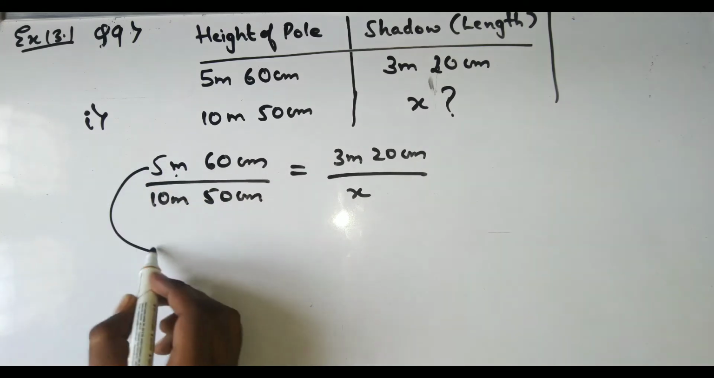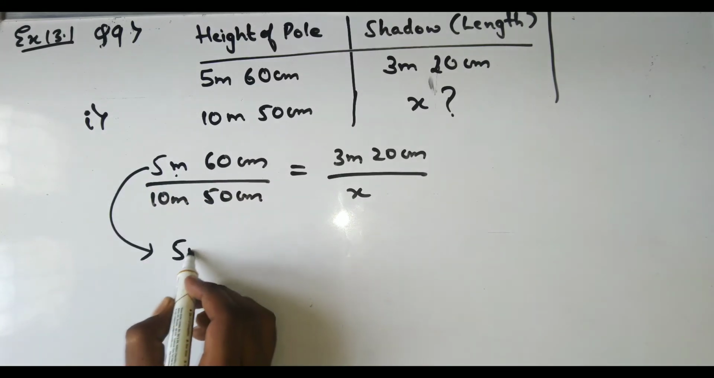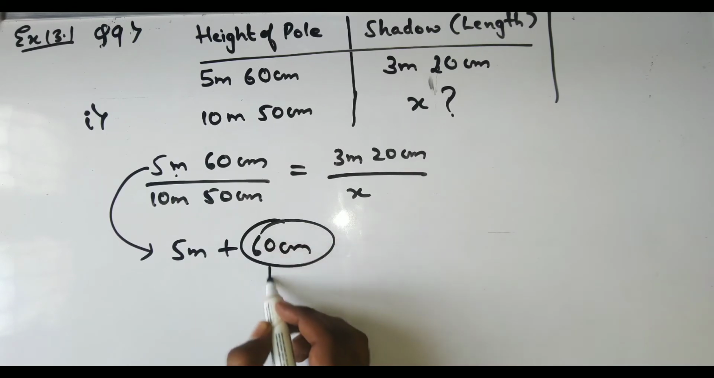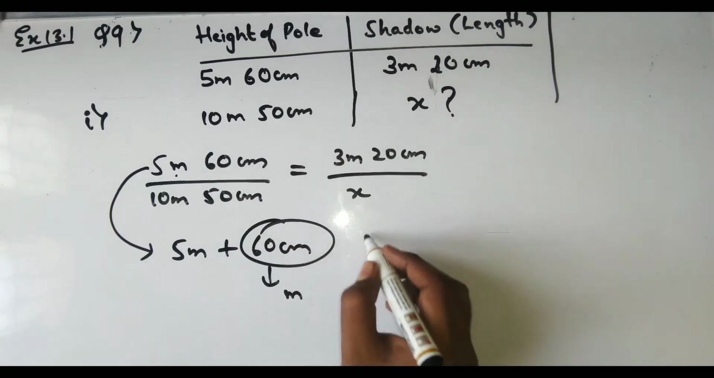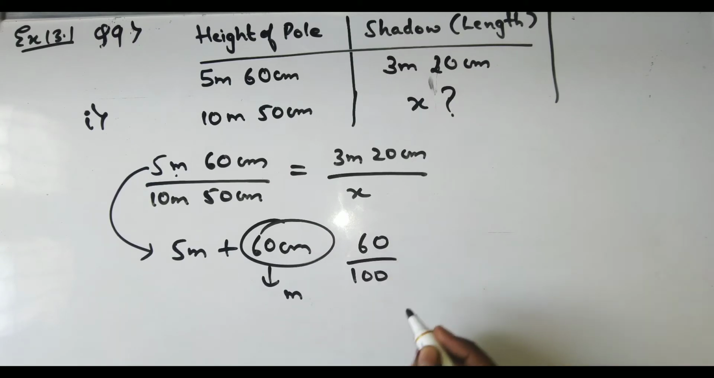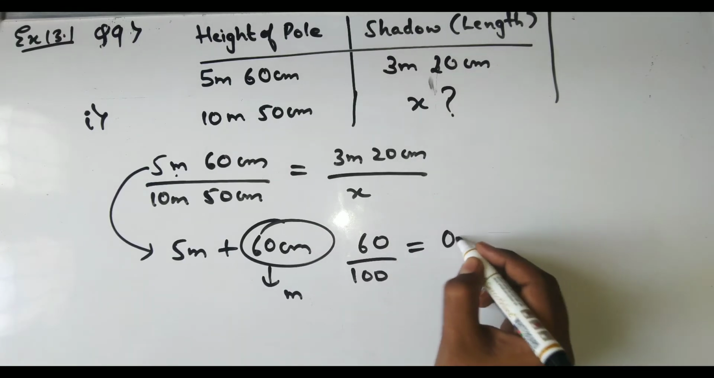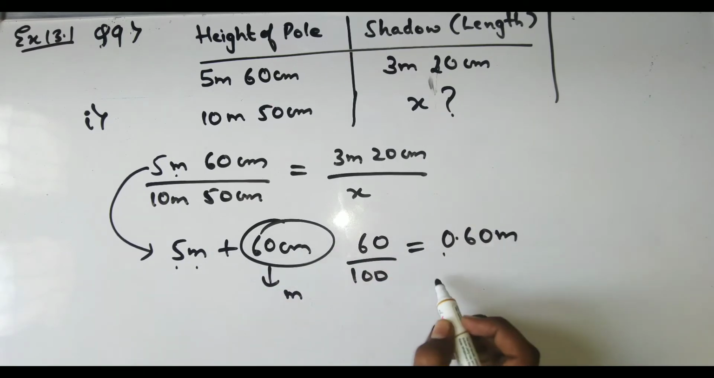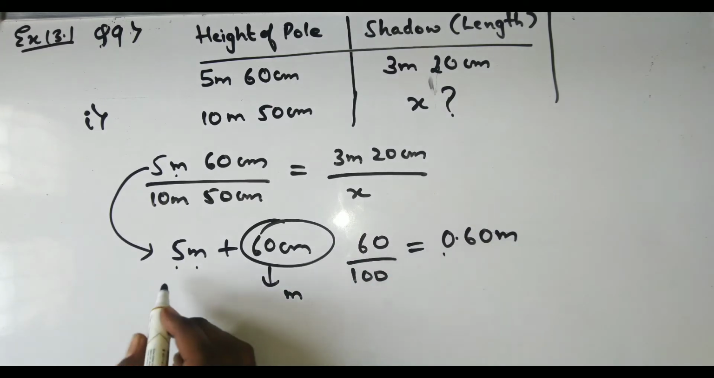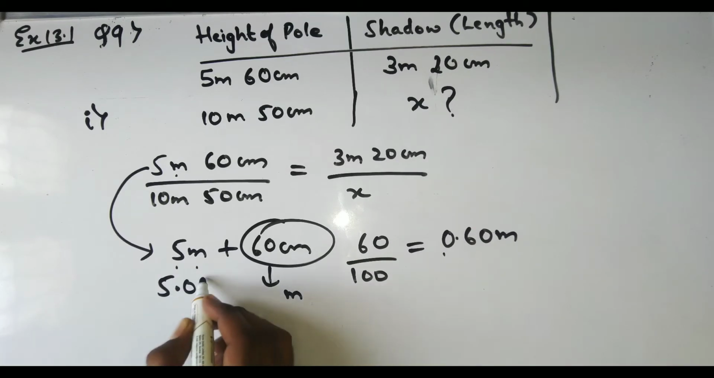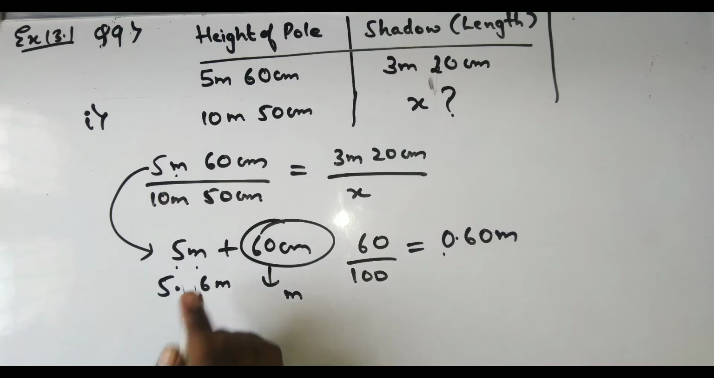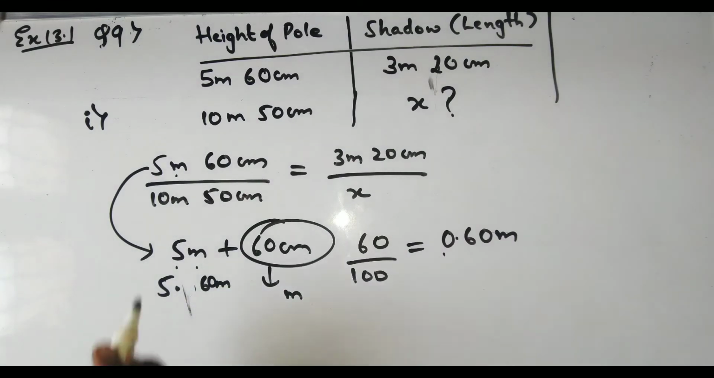So 5 meter 60 centimeter I'll convert and show you. So 5 meter plus 60 centimeter. 60 centimeter I'll convert into meter. How to convert? Divide by 100. So it will be 0.60. Add this to 5 meter, so 5 meter plus 0.60 meter gives 5.60 meters. So I got the value of that, and I have to just put it here.